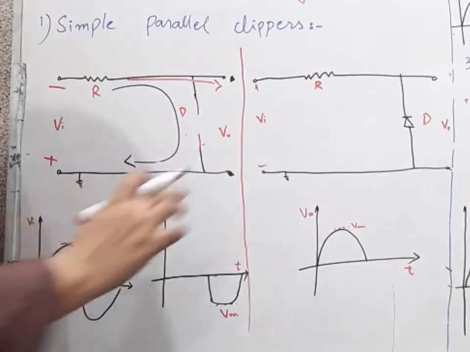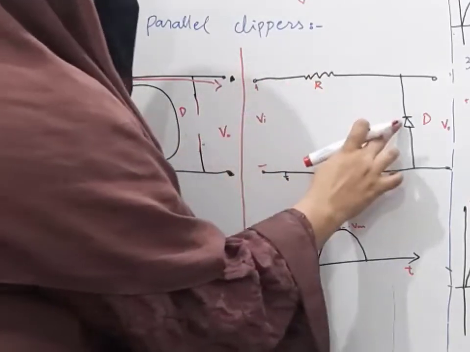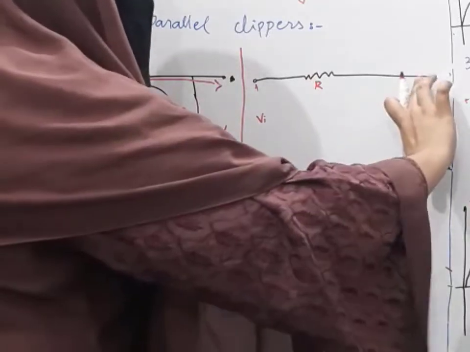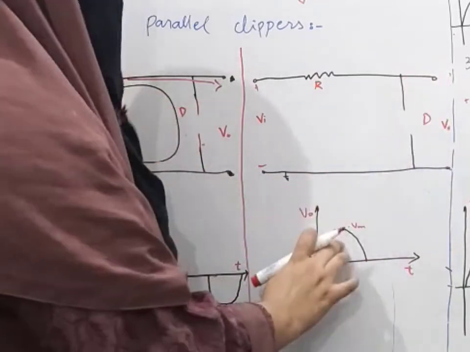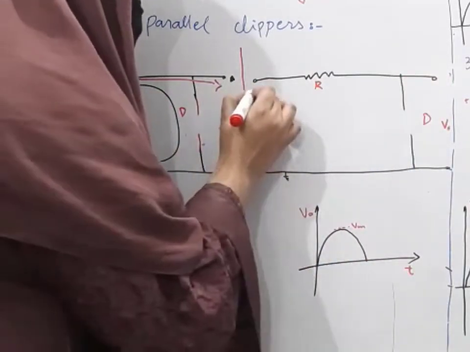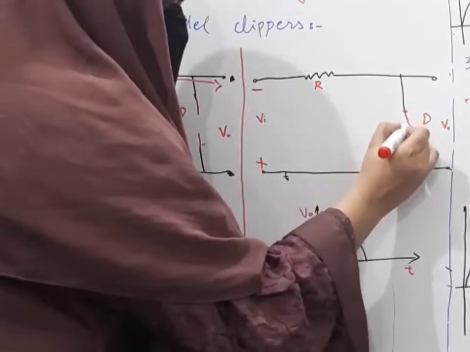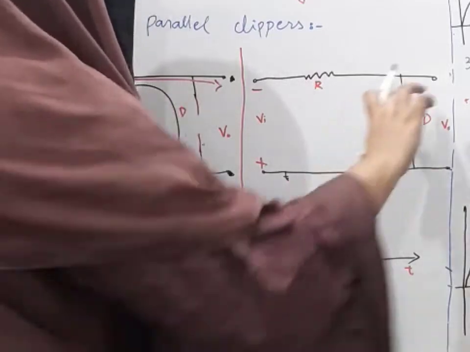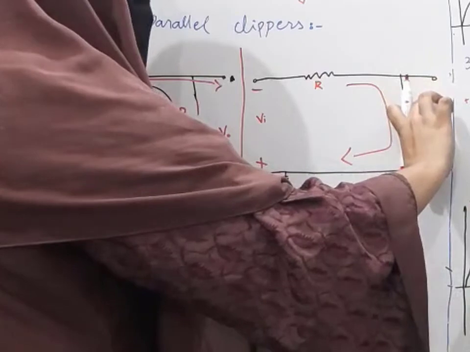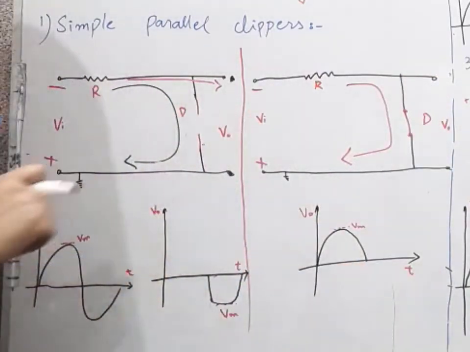Understand? Now for this circuit, for the positive half cycle, our diode is reverse biased. It will act as an open circuit, and we will get the full waveform for the positive half cycle. But for the negative half cycle, our diode will act as a closed circuit, and we will get nothing. We will get nothing at this point, and our negative portion is clipped away.